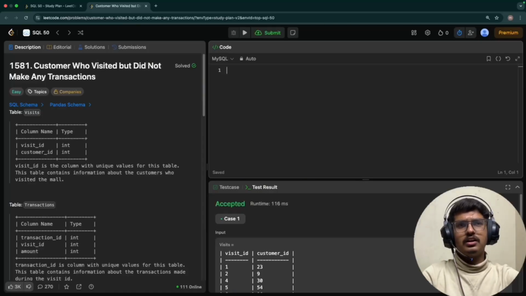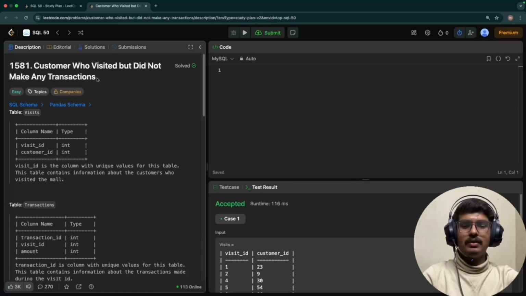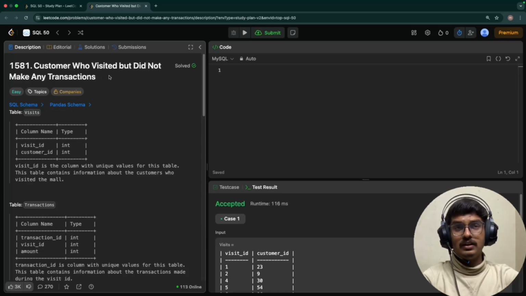Today we are solving a very interesting question that is based on joins. This is problem number 1581, marked easy, but it's not that easy. I will try my level best to explain it in a simpler way. This is the problem of customers who visited but did not make any transactions. This is the problem statement.